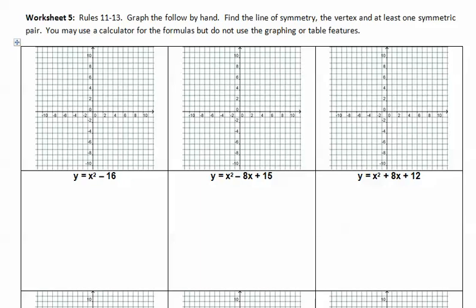All right, the first step is to find the line of symmetry. So we need the formula minus b over 2a. Minus b over 2a is the formula that we need. I'm actually going to write it up here. Minus b over 2a gives us our line of symmetry.